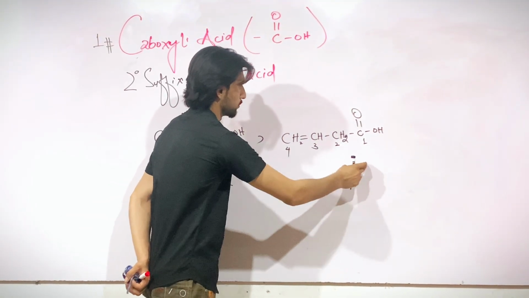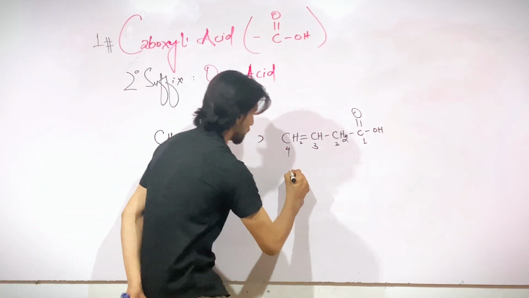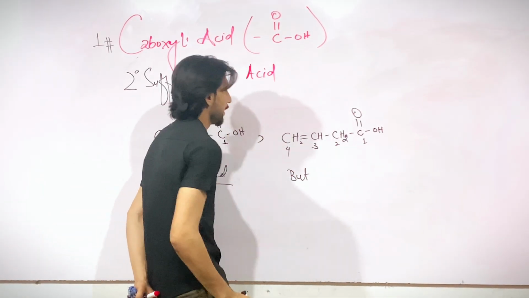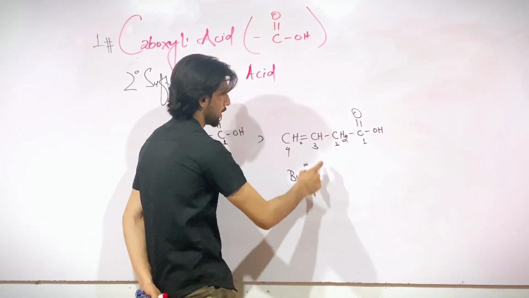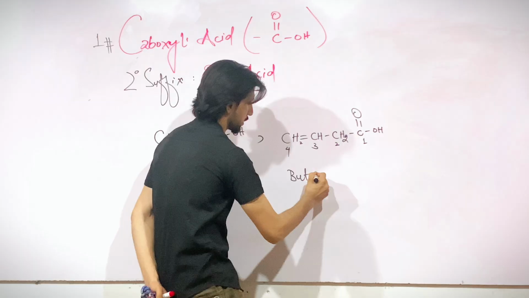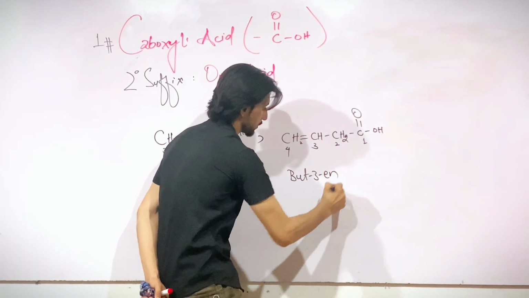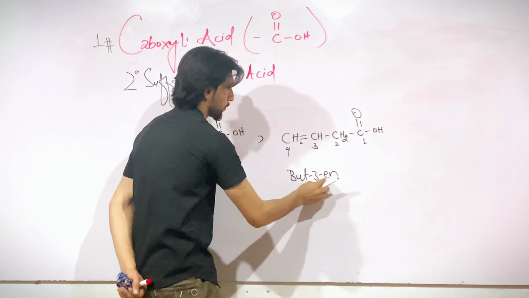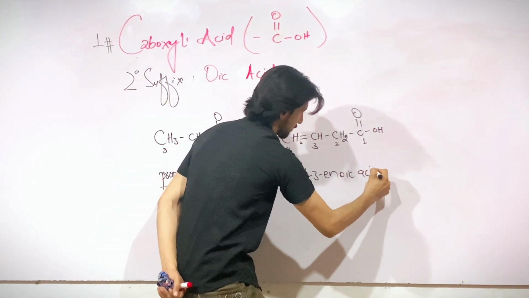So what will be the name of this compound? For 4 carbon atoms, we know that the word root is "but", and here we see some unsaturation. At carbon number 3, we see a double bond. For a double bond, we use "en". So but-3-enoic acid.